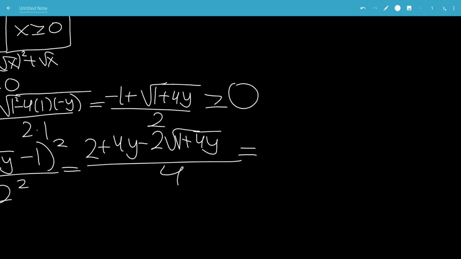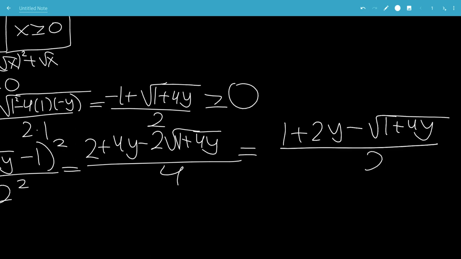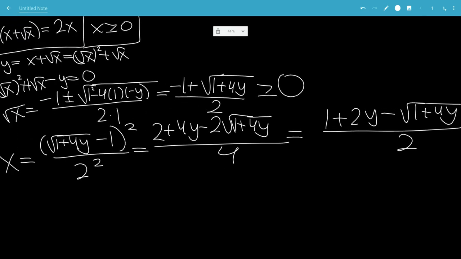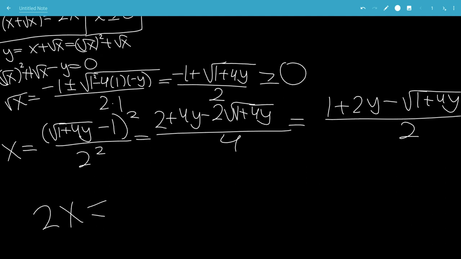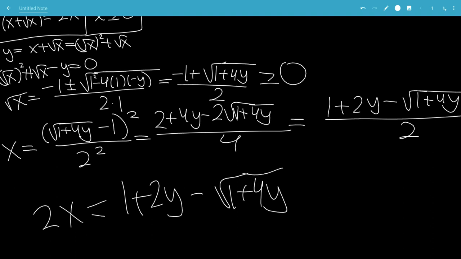We can divide by 2 on every term, so we get 1 plus 2y minus square root of 1 plus 4y all over 2. But now we're going to multiply by 2, so the 2 will cancel in the denominator, leaving us with 1 plus 2y minus the square root of 1 plus 4y.